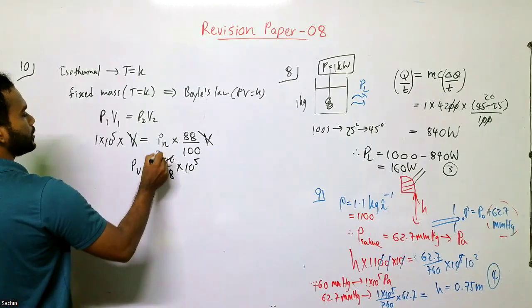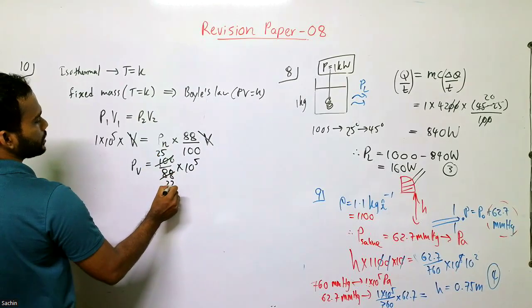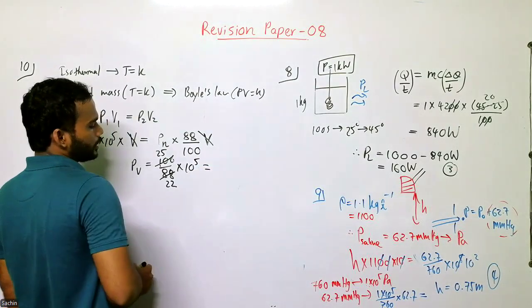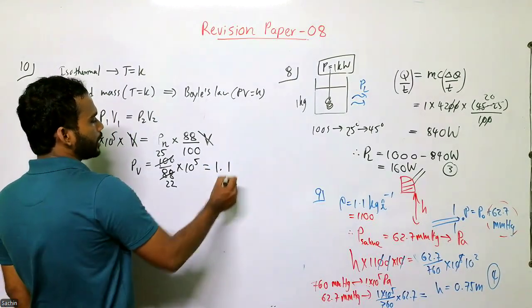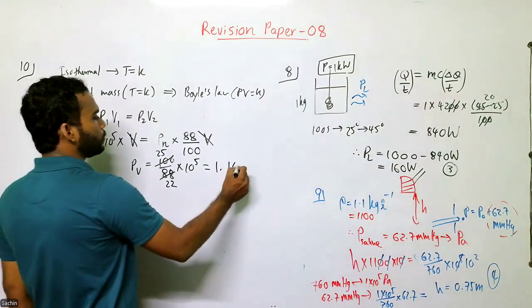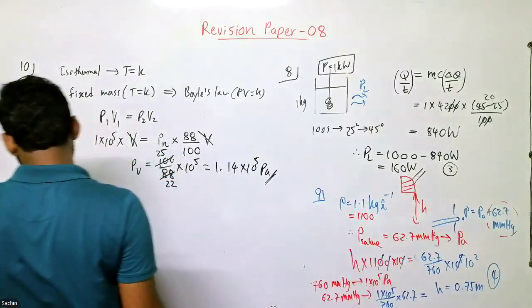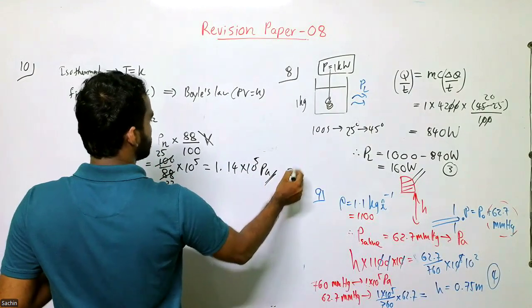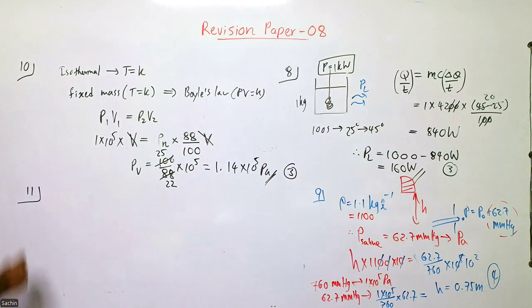You can solve this. 25 divided by 22, that will be 1.30 will have again 1, then 22, 80 will have nearly 4, right? So 1.14 into 10 to the power 5 Pascal, that is given in the third answer. So the answer for this question is third. That is an easy one. Okay, 11th.